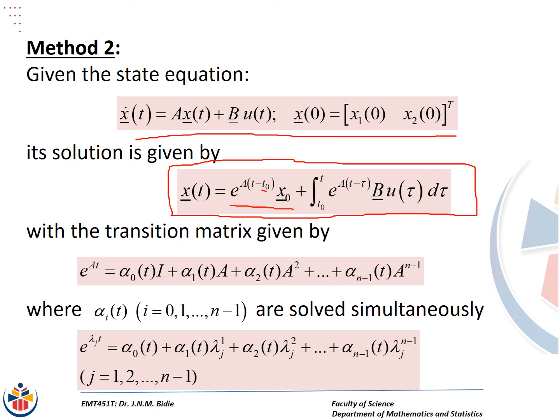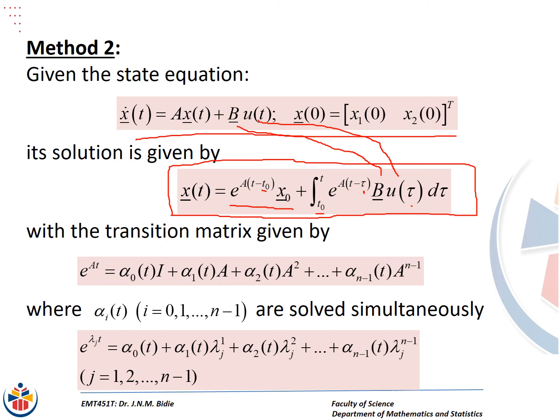Under the integral sign, you integrate from the initial time to t, and you are integrating e to the power a into t minus tau. We change the variable there from t to tau, ne? And our b, which is the same as the original b that we had, our u is still the same, but the only thing that has changed is the variable from t to tau.